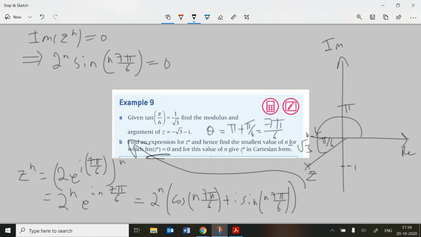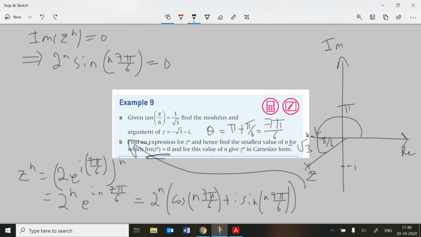But I suppose z to the 0 is a pretty boring example of making this work. So n has got to be equal to 0. If you put 0 in, then you get sine of 0 is equal to 0. Okay, so I think it really needs to say n is a positive value here.